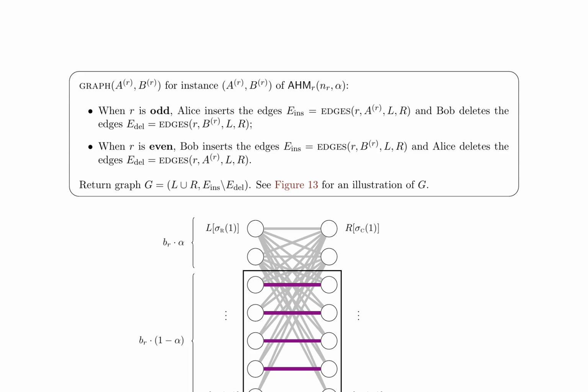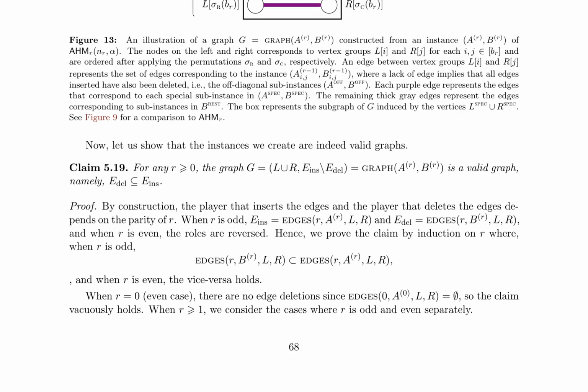are reversed. Figure 13 illustrates the constructed graph G, where the nodes on the left and right correspond to vertex groups L_i and R_j for each i, j element of [b^r]. The edges represent the set of edges corresponding to the instance (A_{r-1}, B_{r-1}), where a lack of edge implies that all edges inserted have also been deleted.